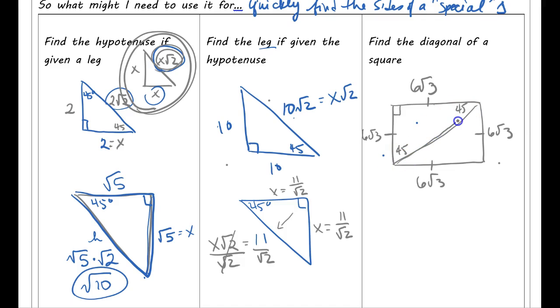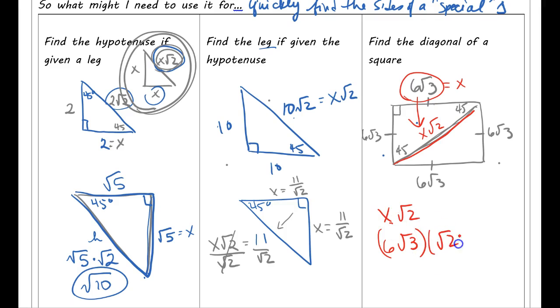Well, if you know this relationship from this video, basically from what I just showed you over here, then you know we're looking for the hypotenuse. And if you want to find that hypotenuse, you're going to say, well, this is a leg, and the leg is supposed to equal x. And I need the hypotenuse, and the hypotenuse is supposed to be x root 2. And if that's the case, I need to take my number that equals x and plug it in right there. So I'm going to have 6 root 3 in the place of that x times root 2.